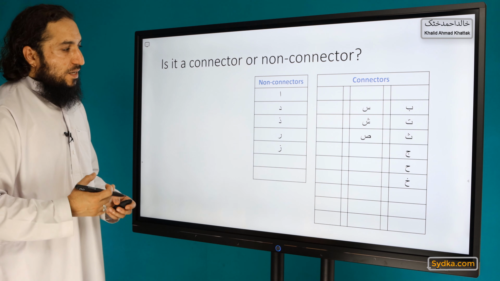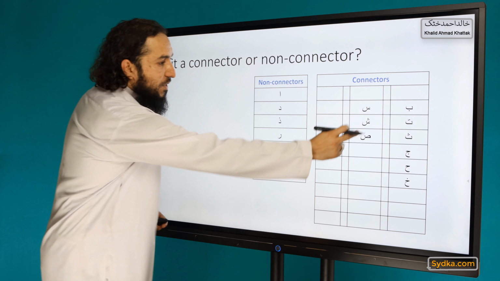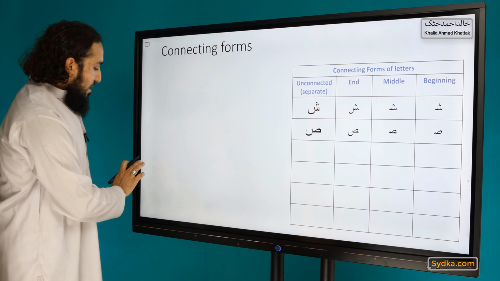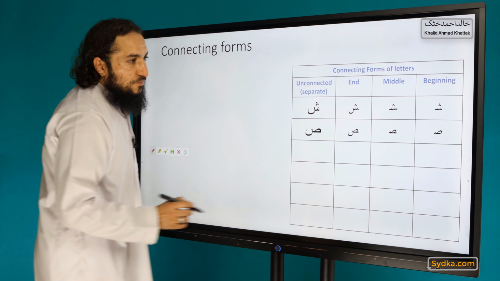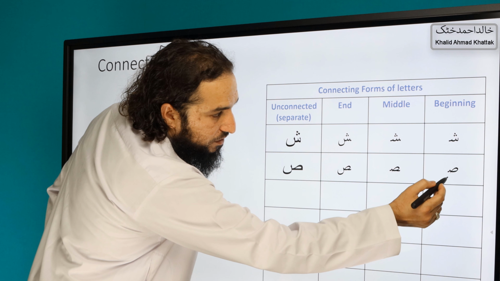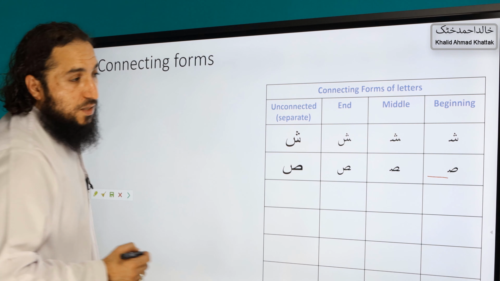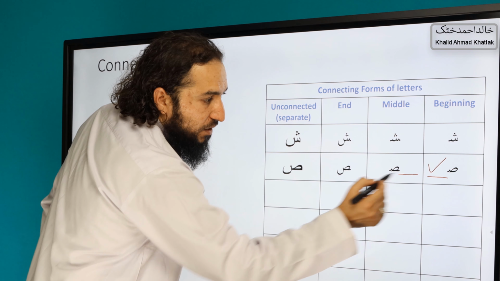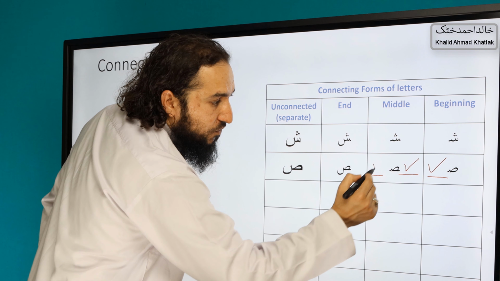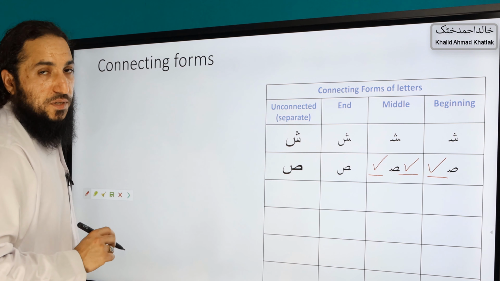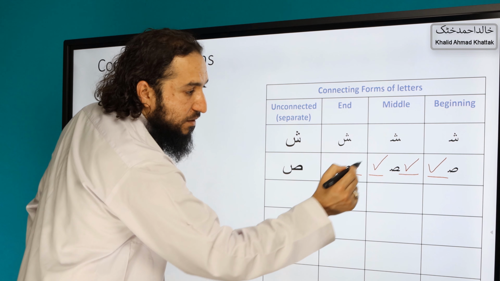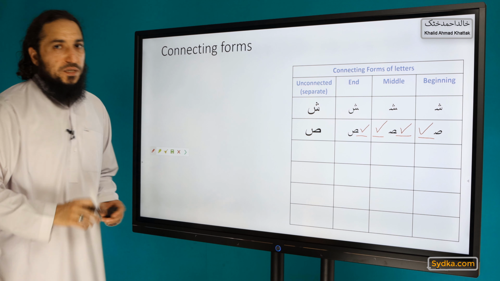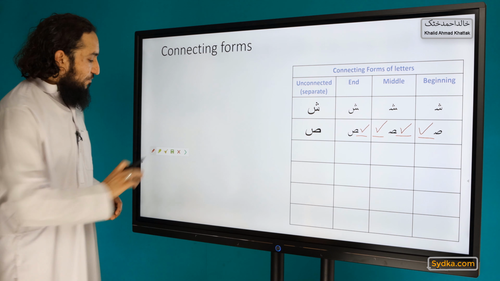Is it a connector or non-connector? It is one of the connecting letters, because if you see its connecting forms, if it is written in the beginning of a word, then you can connect other letters with it. If it is written in the middle, then you can connect other letters before and after it. And if it is written at the end of a word, then you can connect other letters before it. So that is the property of a connecting letter.